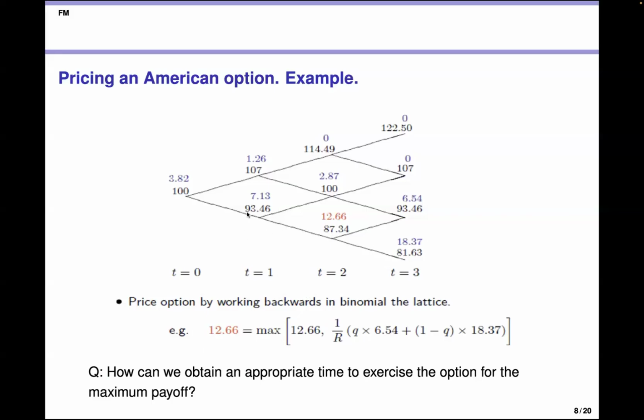And the second question about pricing an American option is, no, the first question is how to evaluate the fair price of the American option. Yes, it is 3.82. And the second question: how can we obtain an appropriate time to exercise the option for the maximum payoff? Now, for example, if we know all this, what do you think is the appropriate time to stop?